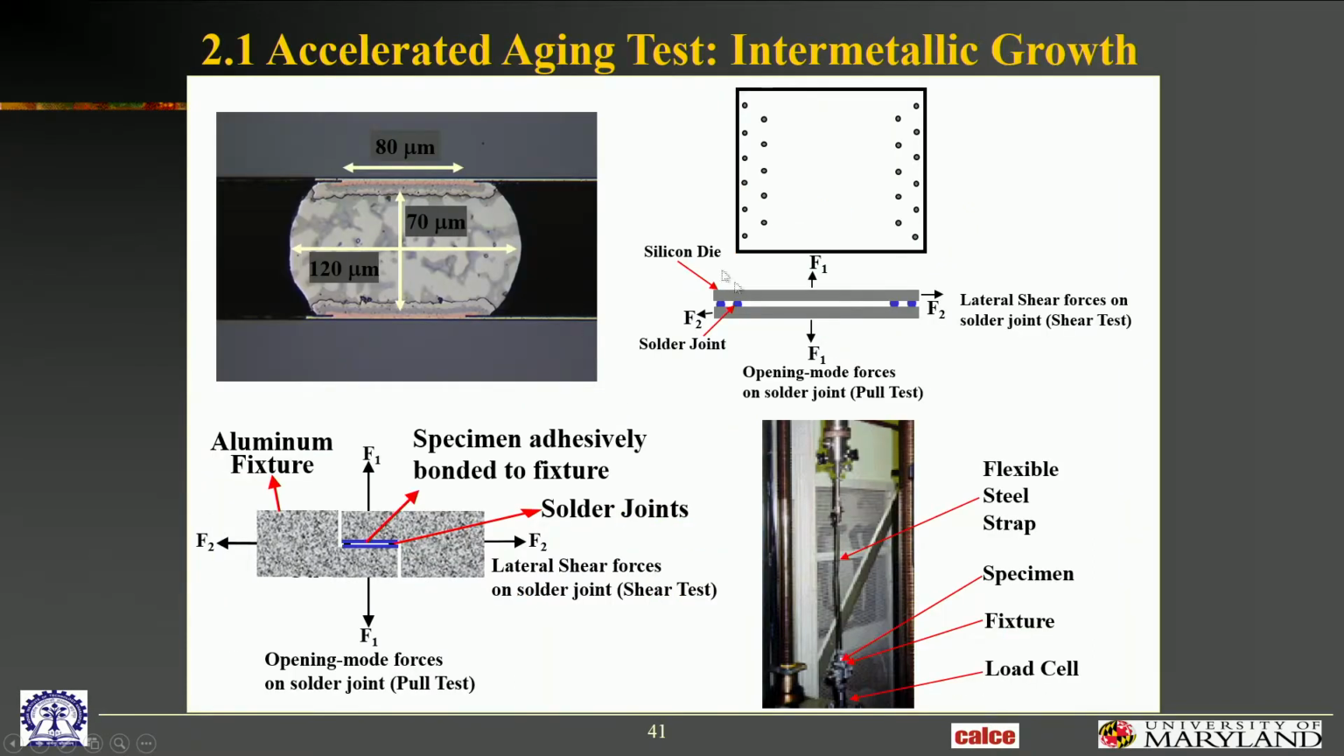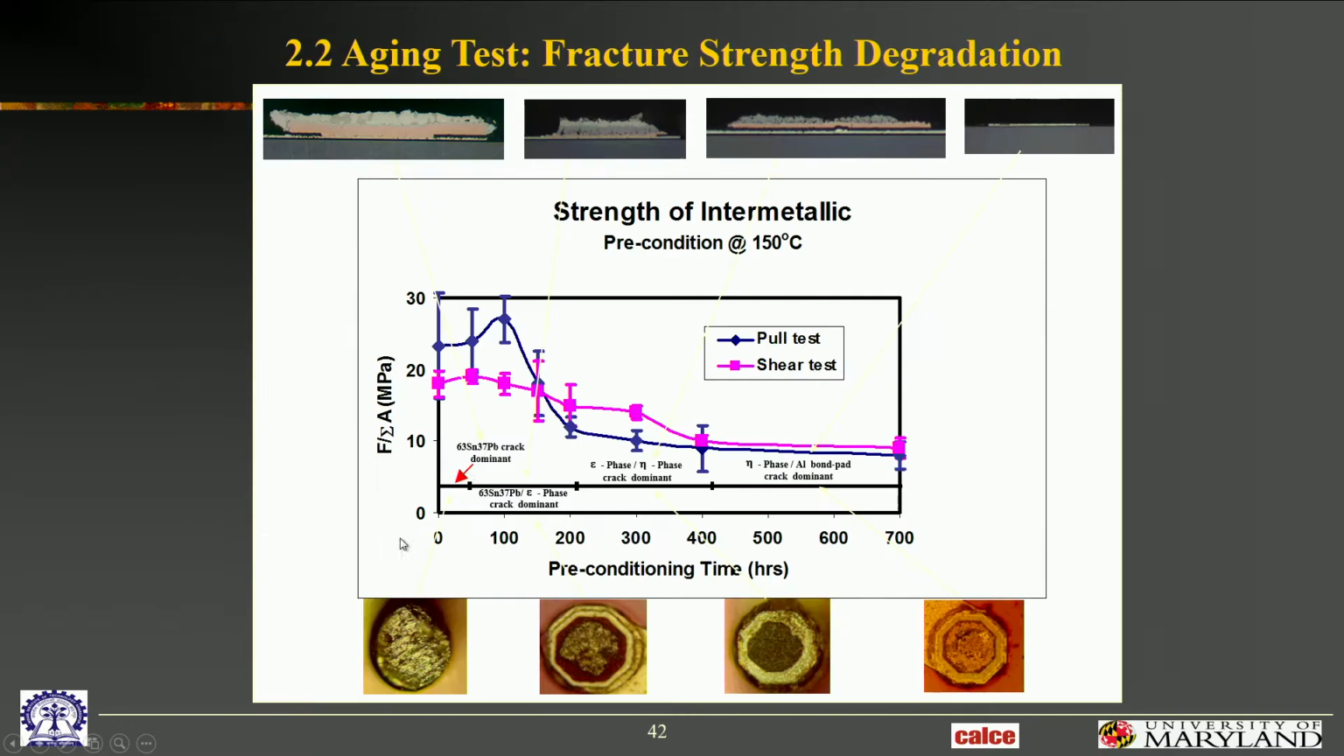And here's what we found. There were two sets of tests, as I said, pull tests and shear tests. For pull tests, we found that initially they strengthened a little bit. This is time in hours. We pulled out at 50 hours, 100 hours, 150 hours, 200 hours, and so on, 300 hours, 400 hours, 700 hours. What we found is initially the joints strengthened, but eventually the strength started to drop. That's in pull test. For shear, there was a very small strengthening initially, and then it decayed. But the decay was not as strong in shear. In pull strength, it decayed very strongly.